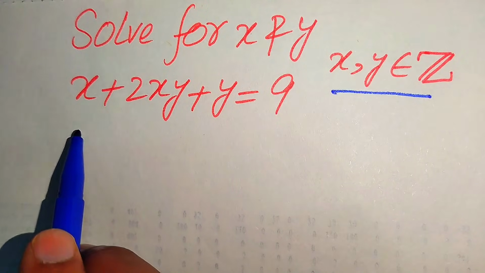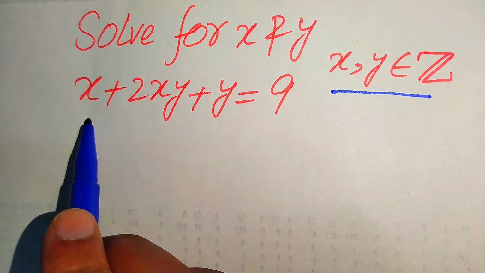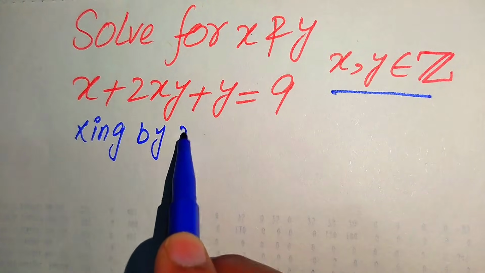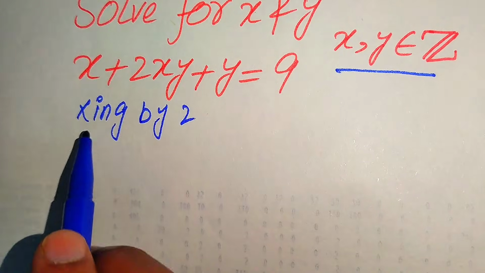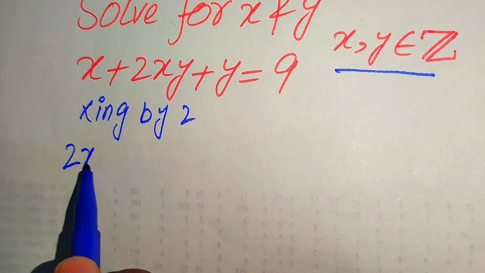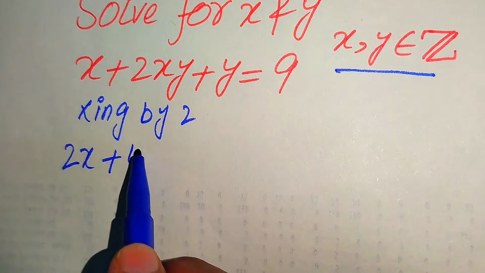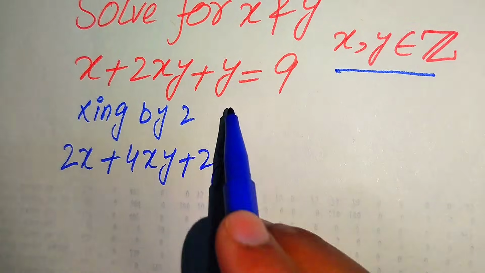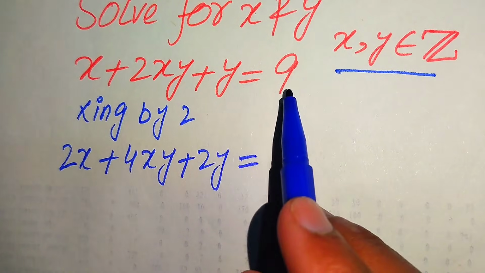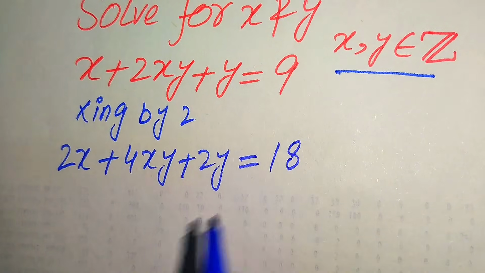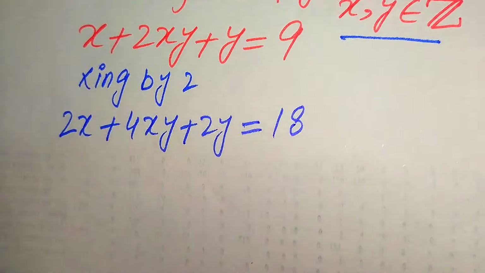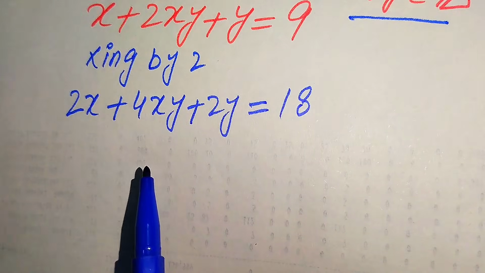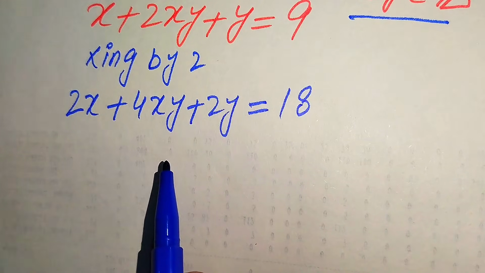The very first thing we are going to do is multiply both sides by 2 on each of these terms. When we multiply by 2, this becomes 2x plus 4xy plus 2y equals 2 times 9, which becomes 18. Our target is to make the factors of this equation, and for this we need to do these types of steps.